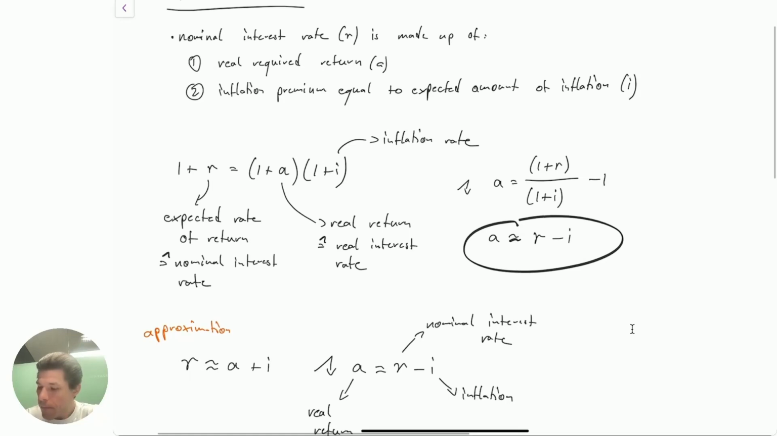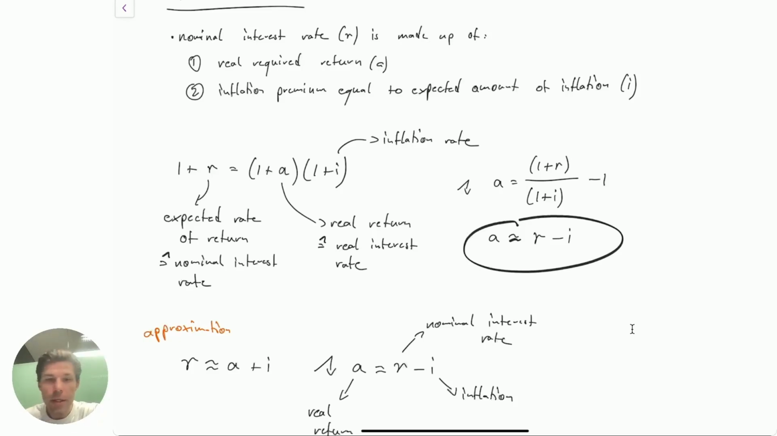The formula here, and I changed the formula a little bit, is 1 plus R, which is the expected rate of return, also the nominal interest rate. So it depends on which side. If you're the investor side and you invest, then it's your nominal return. If you are the borrower, then this is your nominal interest rate, equals 1 plus A. A is your real interest rate adjusted for inflation, which we will see in a bit, and then you have I, inflation rate.